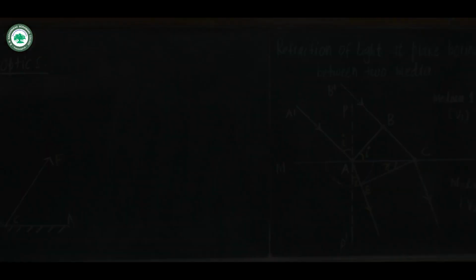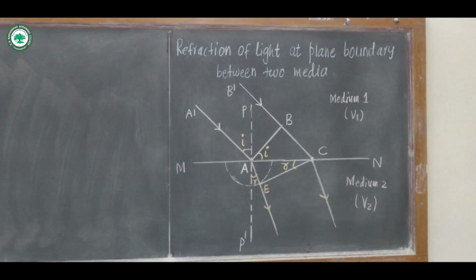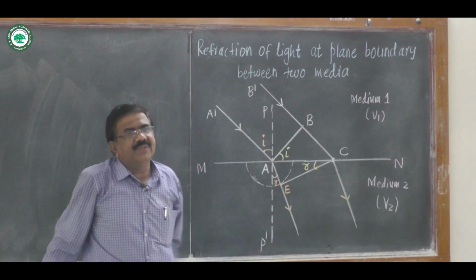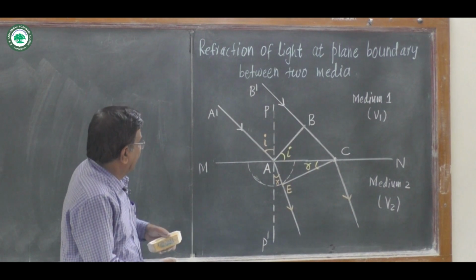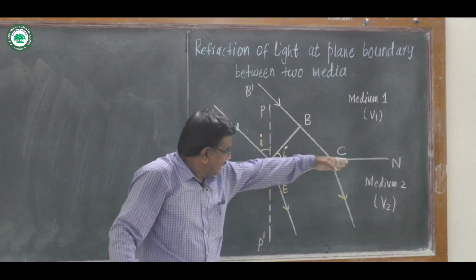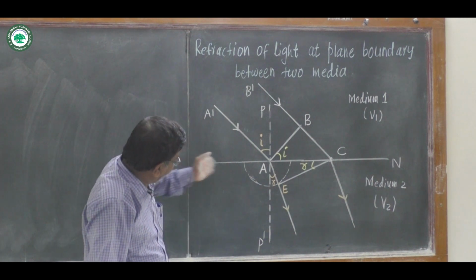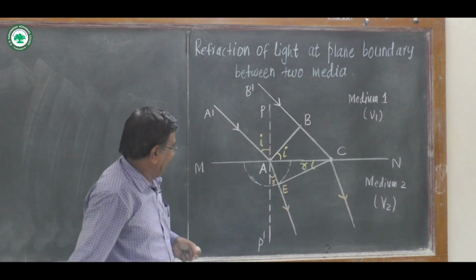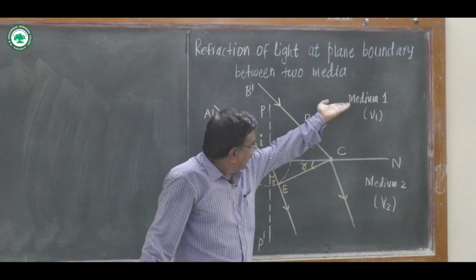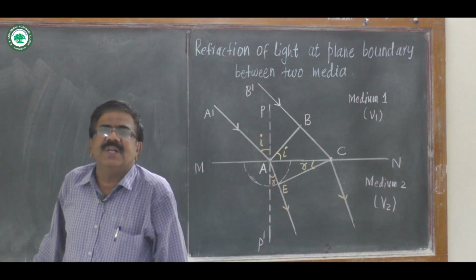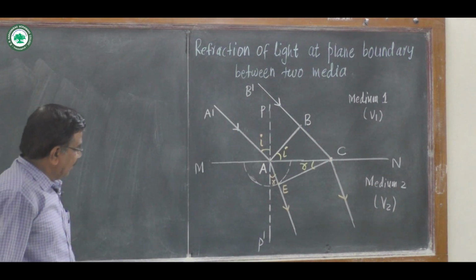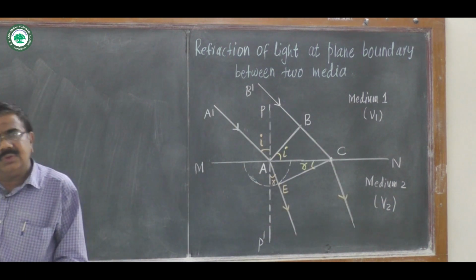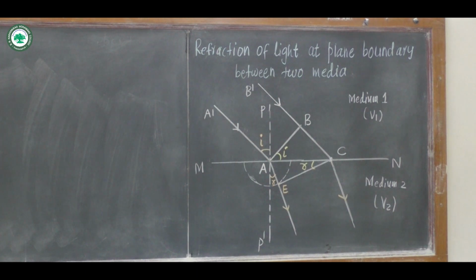Now refraction of light at a plane boundary between two media. This MN is a refracting surface, a plane refracting surface. It separates the two media. The medium above it is medium 1 having the speed of light v1. The medium below it is medium 2. In medium 2, suppose the speed of light is v2.